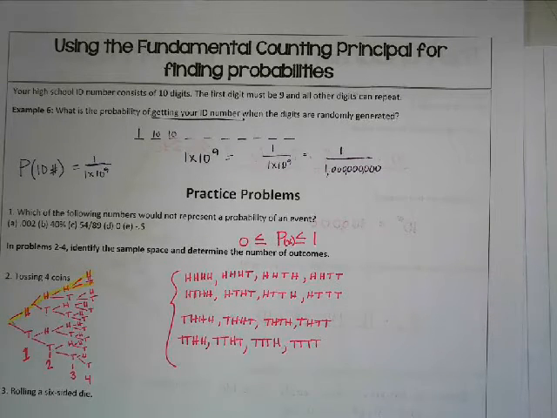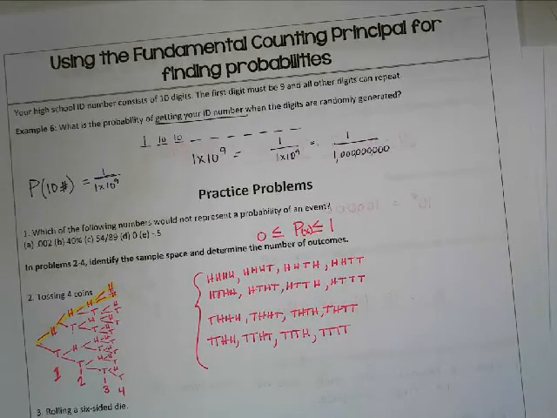Roll a six-sided die. The sample space, this one's easy. What's a six-sided die? A D6, yeah. Oh, it's a regular dice? I thought it was something special. No, just a regular die. Sometimes they call it a number cube.